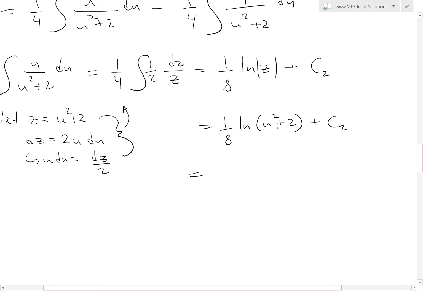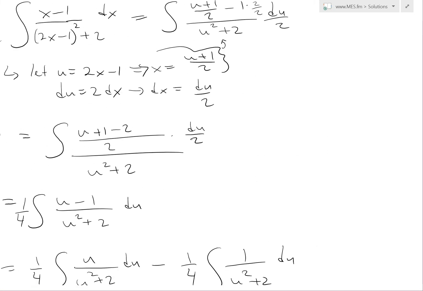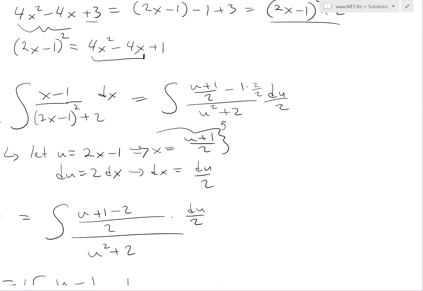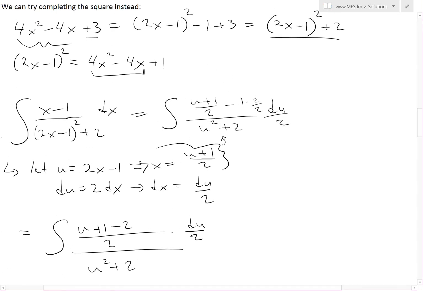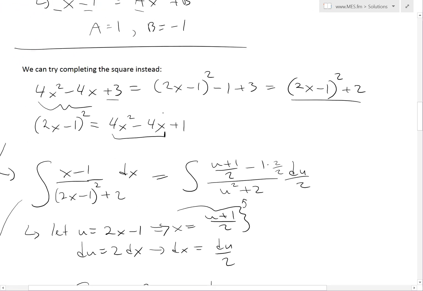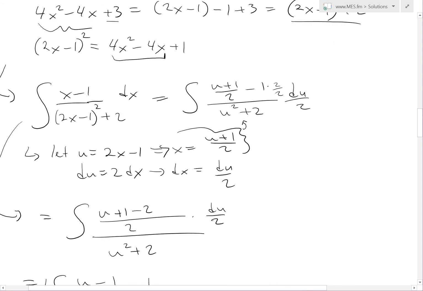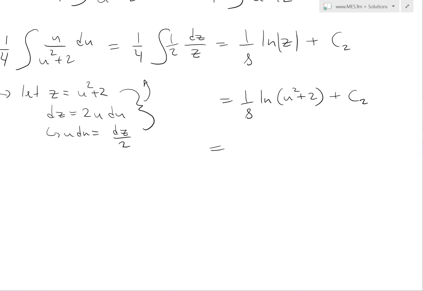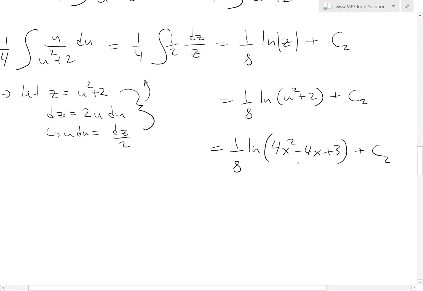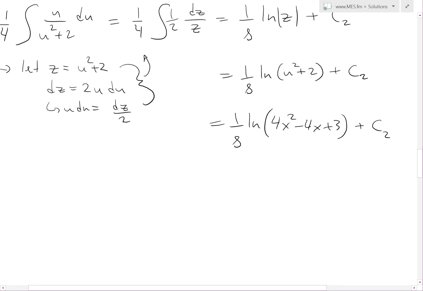And now what does u squared plus 2 equal? Well, we already know that. That's just our denominator. Like I showed above, our u squared plus 2 is just (2x minus 1) squared plus 2. And that is just our denominator, 4x squared minus 4x plus 3. So this all equals 1 over 8 ln of 4x squared minus 4x plus 3, and then the constant c2. And this is always positive, so we don't need an absolute value.